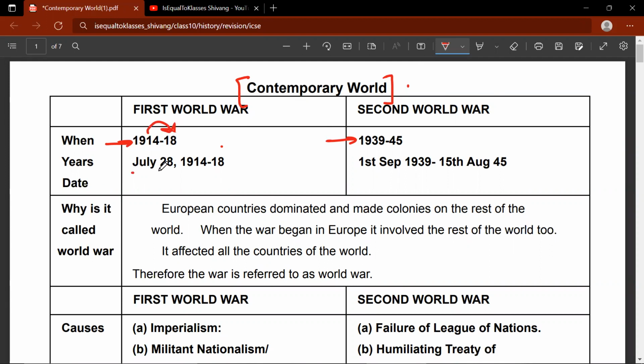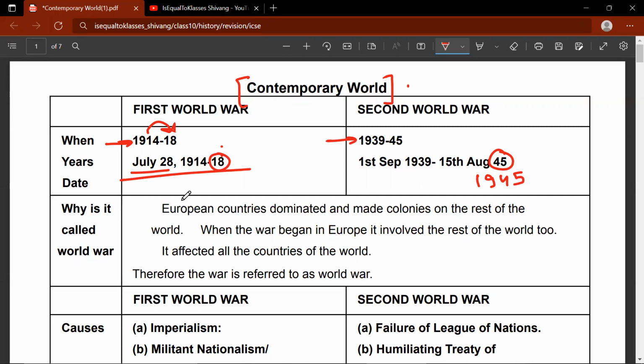So from July 28th, 1914 to 1918, on the exact same date, the First World War started and ended. Then we move on to the Second World War. It started on 1st September 1939 when Hitler invaded Poland, and it lasted till 15th August 1945. Do remember the dates: July 28, 1914 to 1918, and 1st September 1939 to 15th August 1945.